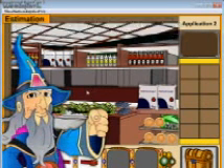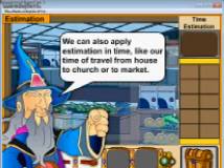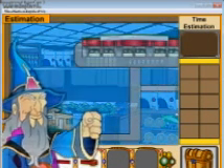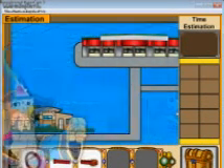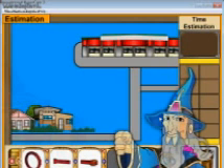We can also apply estimation in time, like our travel time from house to church or to market. Oh, here we go. Is that a house? Yes. Let us look at this example.